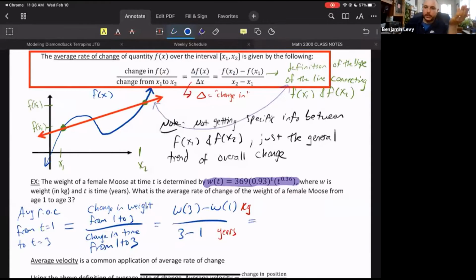And so we just do these things. You plug those numbers in. When you plug in 3, you get 440.8. So moose will gain 440 pounds in 3 years. That's a lot. Female moose, at least. And then 2 years on the bottom. Real easy. And then you just do the subtraction, divide by 2. So on average, 48.8 kilograms per year.